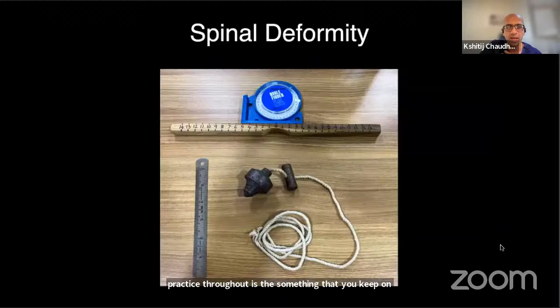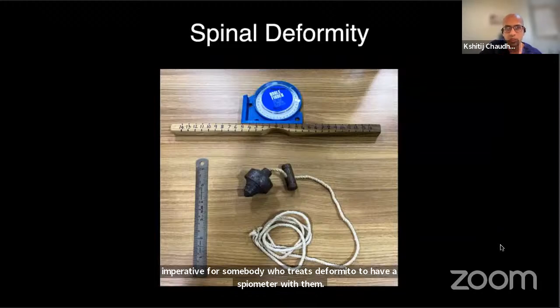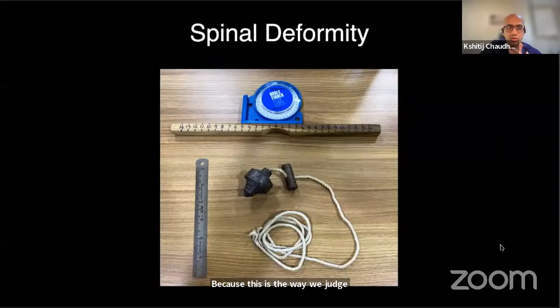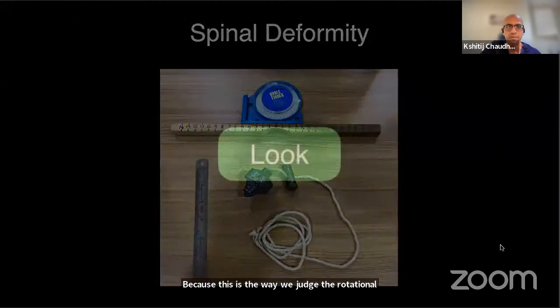Scoliometer, again, we treat a lot of deformity. It's imperative for somebody who treats deformity to have a scoliometer with them, because this is the way we judge the rotational component of the deformity. You should also have a plumb line and maybe a ruler.